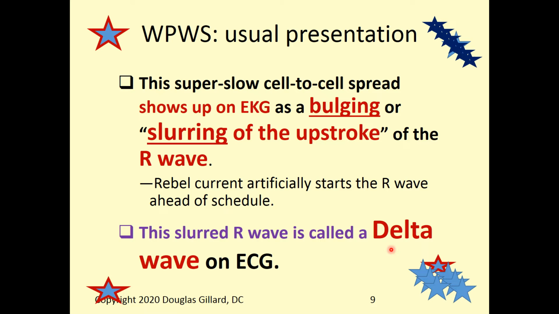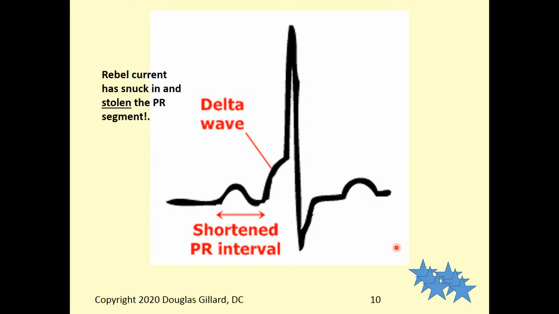So remember, that's a key word to remember. Wolff-Parkinson-White syndrome, AVRT, delta wave, all key things to remember. Kent fibers, all key words to remember.